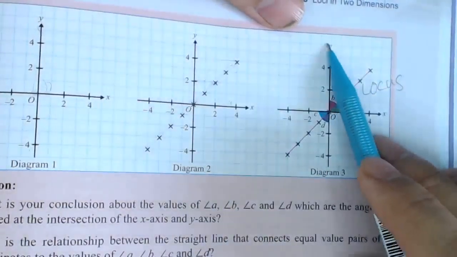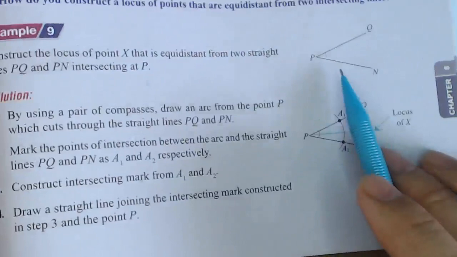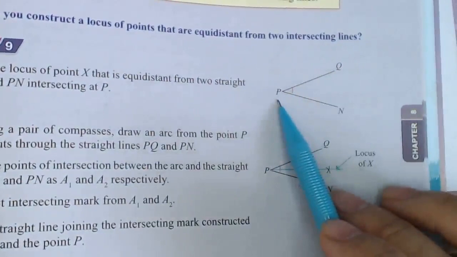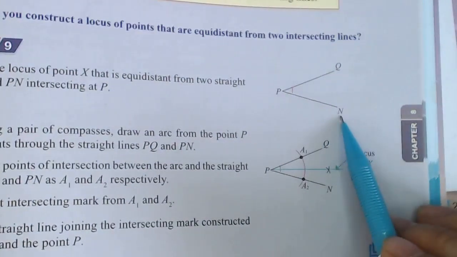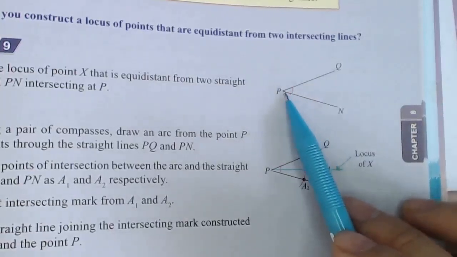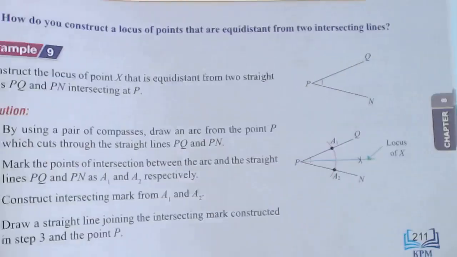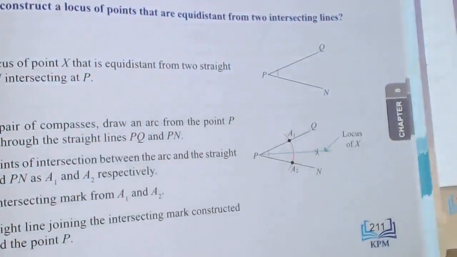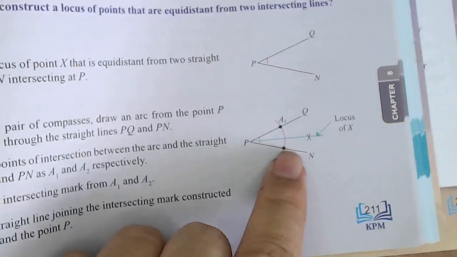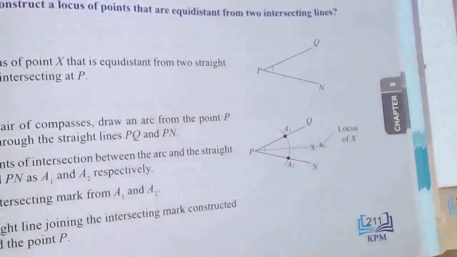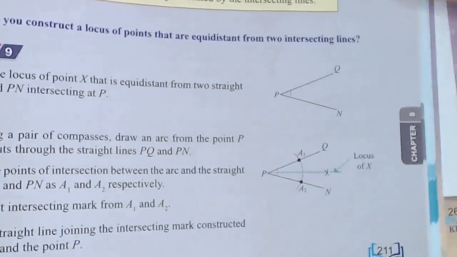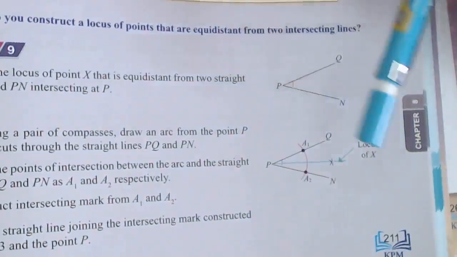But what if these two lines intersect like this? We have here line PQ and here line PN. How do we find the locus for these two lines? Any idea? The idea is already there. I want your own fresh idea, not coming from looking at the answer, since you know this already.